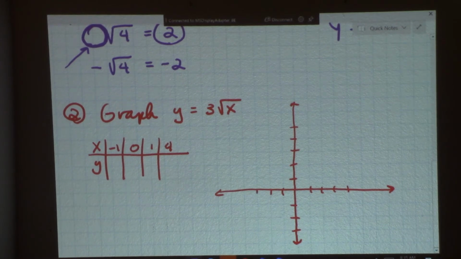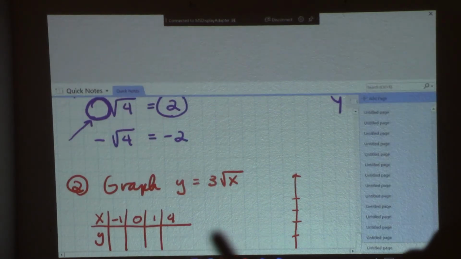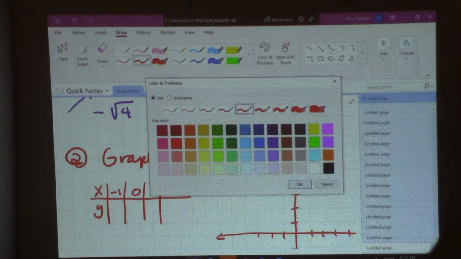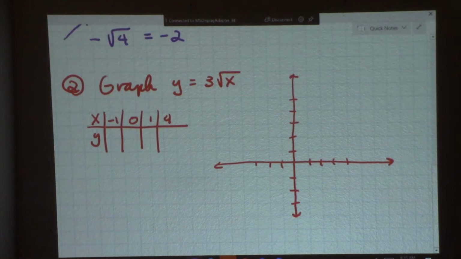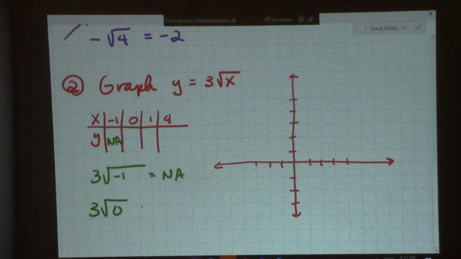So let's start again. I'm going to change colors again. This time, let's liven it up with green. Okay. So I can't have a -1 under the square root, so that's not available. That doesn't exist. So if I put 0 in for the square root, the square root of 0 is 0. 3 times 0 is 0.